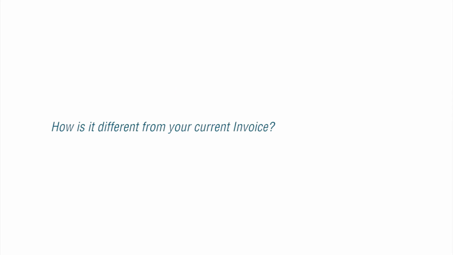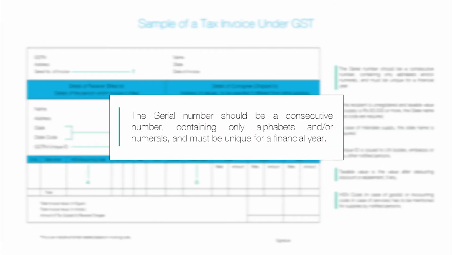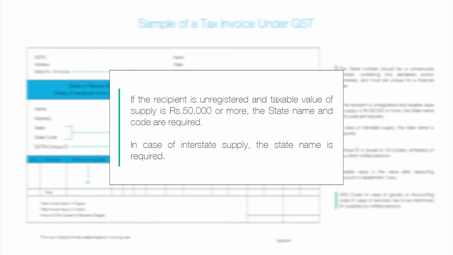How is it different from your current invoice? The serial number should be a consecutive number containing only alphabets and/or numerals and must be unique for a financial year. If the recipient is unregistered and taxable value of supply is Rs 50,000 or more, the state name and code are required. In case of interstate supply, the state name is required.